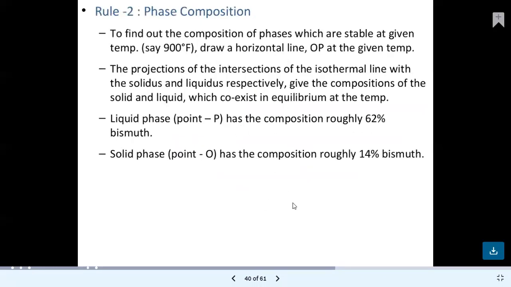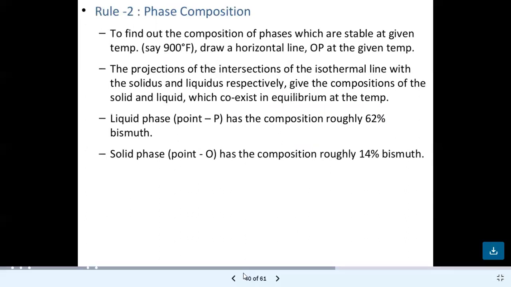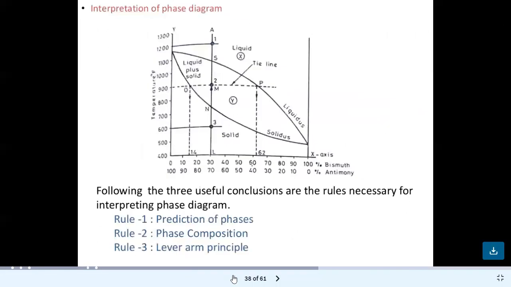The second rule is phase composition. To find the composition of the phases which are stable at a given temperature, say 900 degrees Fahrenheit, draw a horizontal line OP at the given temperature. At 900 degrees Fahrenheit, draw the horizontal line.